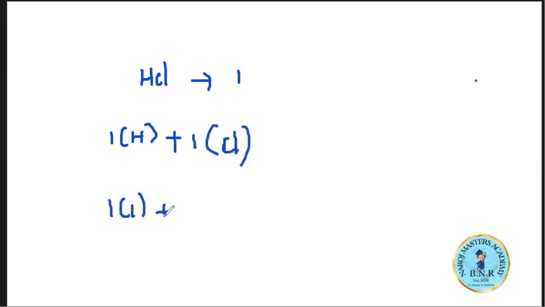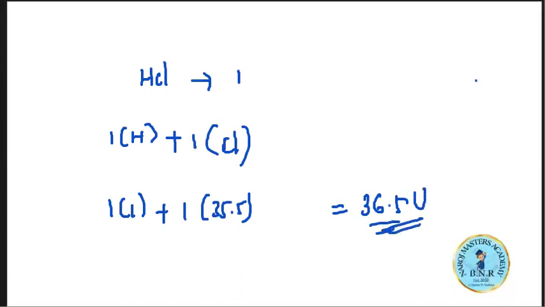63 units. Now my question, can you find the molecular mass of HCl? Very easy. 1 into the atomic mass of hydrogen plus chlorine. Only one chlorine is there, 1 into the atomic mass of chlorine. That equals 1 into 1 plus 1 into 35.5, that equals 36.5 total. So the total is 36.5 units. Is it clear?